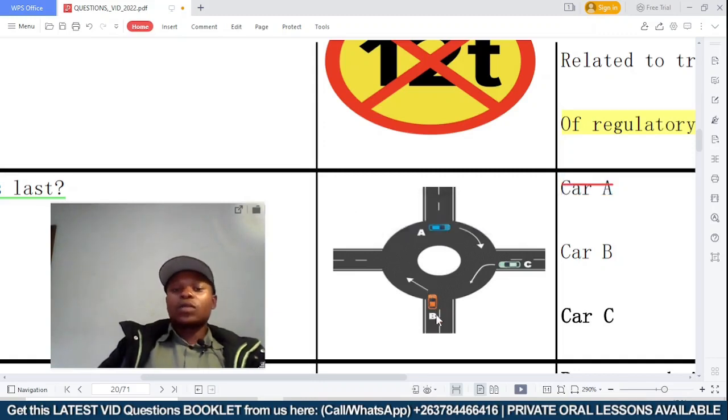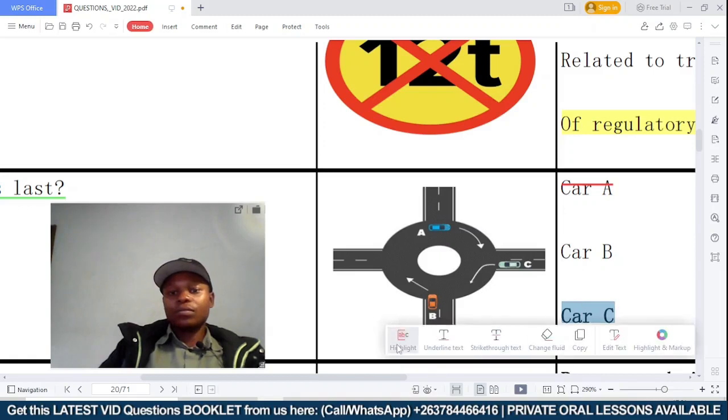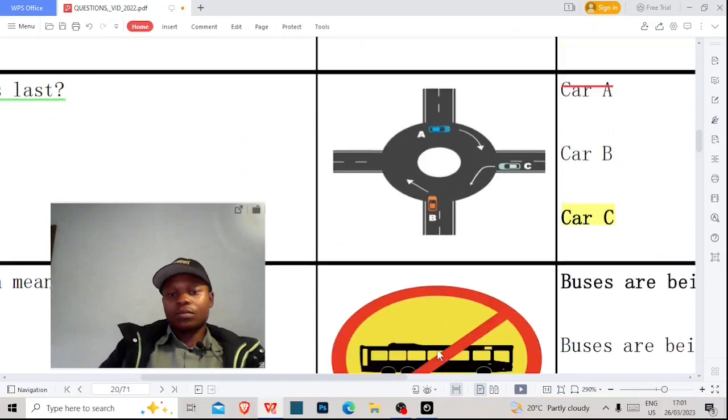Now we are left with car B and car C. You can see that car B is almost halfway into the roundabout, therefore it can enter the roundabout without disturbing the movement of car C. As you can see here, car B can enter the roundabout without disturbing the movement of car C. So the last car to enter has to be car C. So that's the correct answer. And now let's move on to the next question.